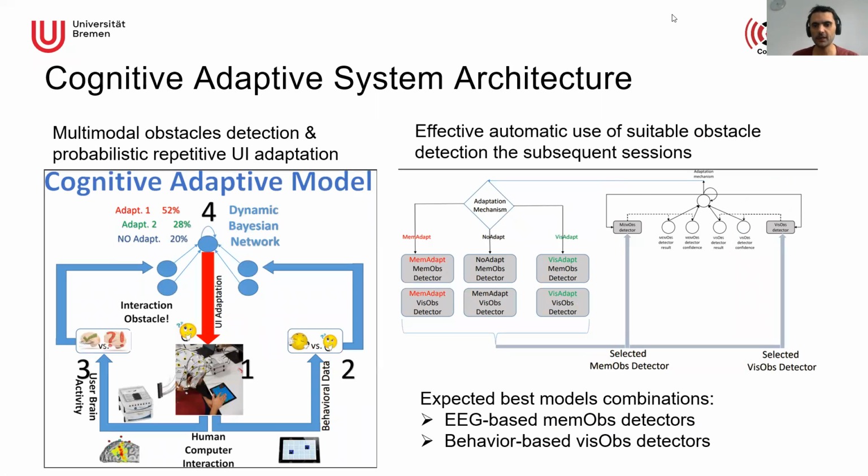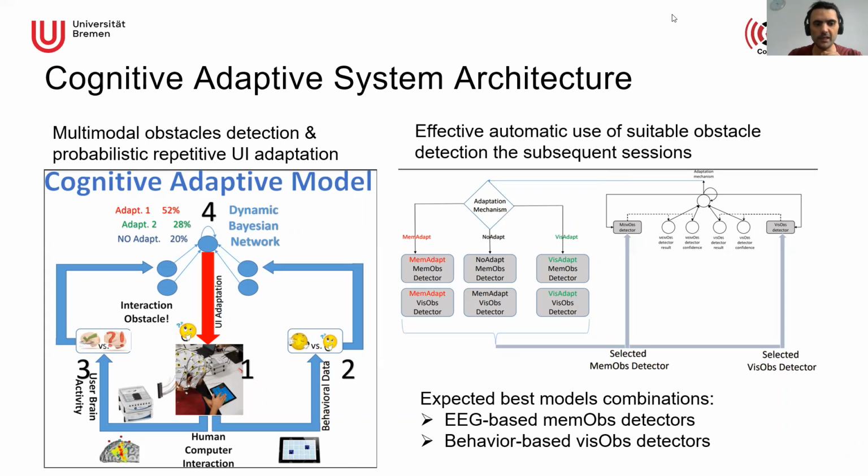As we can see in the right side figure, for no adapt, memory adapt, and visual adapt, we have different obstacle detectors. Those will be used by our model in subsequent sessions. And on the left side, we can see the four main parts of our architecture. Number one is a real photo from our experiment. Number two, the recorded behavioral data and behavior-based obstacle detector.